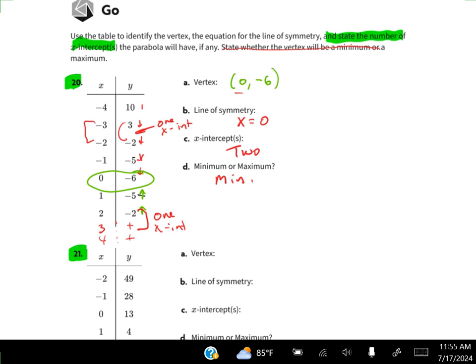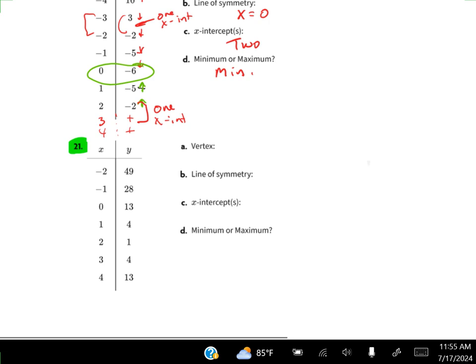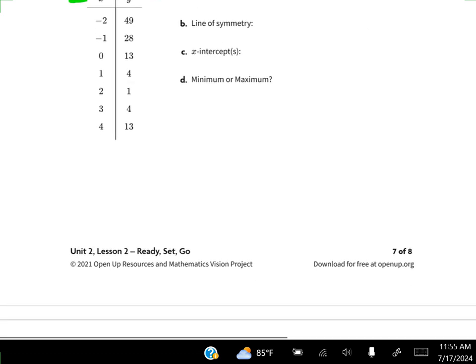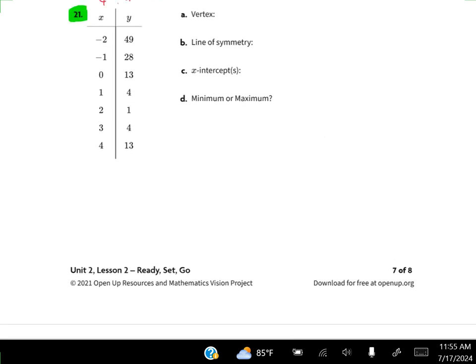Last problem. We've reached the end. This is going to be very similar to the problem we just worked on. Find the vertex. We can find the vertex just as we did before. It's going to be kind of a change from whether the thing is going up to down or down to up here.